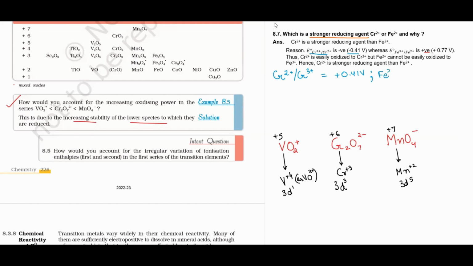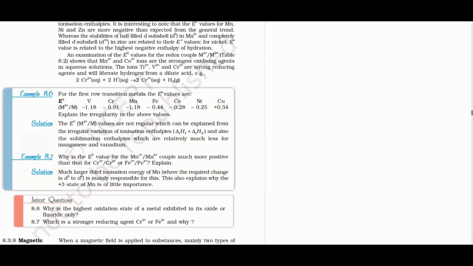Similarly, if I write the oxidation potential of ferrous to ferric, it will come out to be minus 0.77 volt. Which means chromium can be easily oxidized. Chromium 2+ can be easily oxidized to chromium 3+. Hence, it will act as a better reducing agent. This is again an important question. This one and this one. This question is what we've just discussed. A similar question we have discussed.